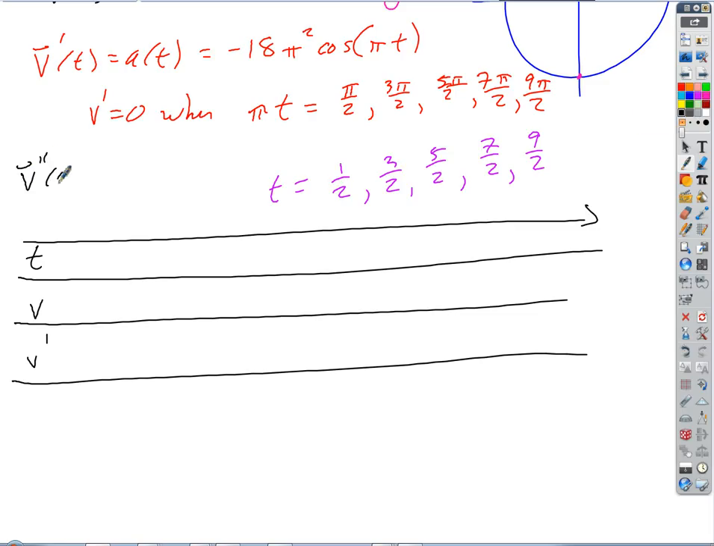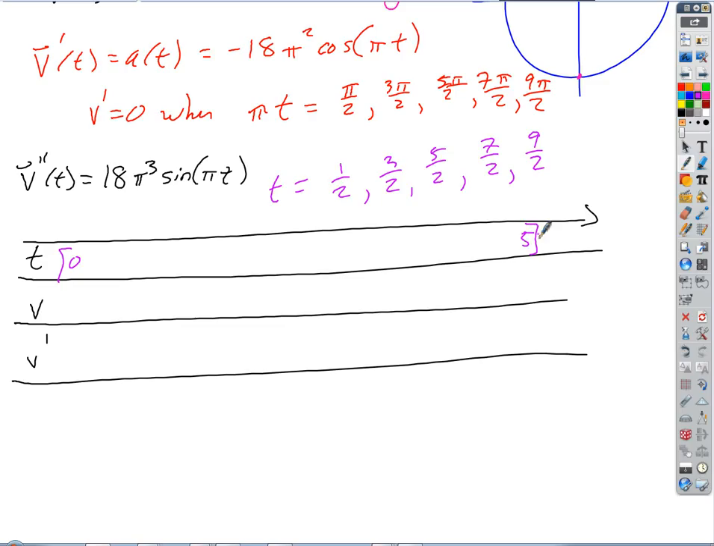V double prime of t would just equal what? The derivative of cosine is minus sine, so we're going to get a positive 18 pi cubed sine pi t. So the sign of the second derivative is just going to be the sign of sine pi t, just multiplied by a positive constant. So let's put in all of our critical numbers.